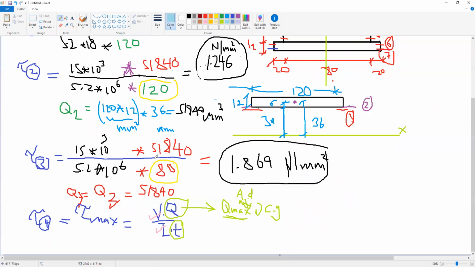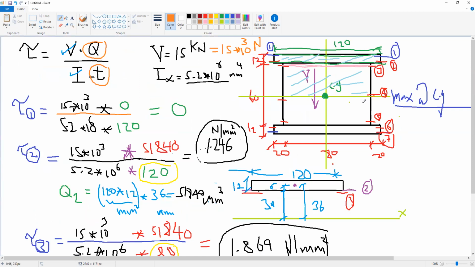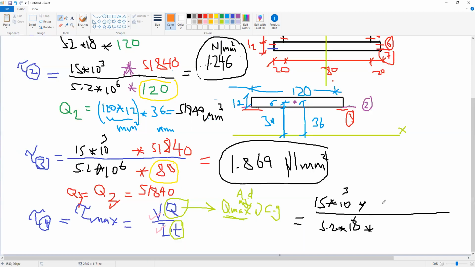So if we substitute in this equation, tau max equals V, which is 15 times 10 to the power 3, divided by the inertia constant 5.2 times 10 to the power 6. What is the thickness of the section here? The thickness here is this distance, which is 80 millimeter. So the thickness is still 80 millimeter.